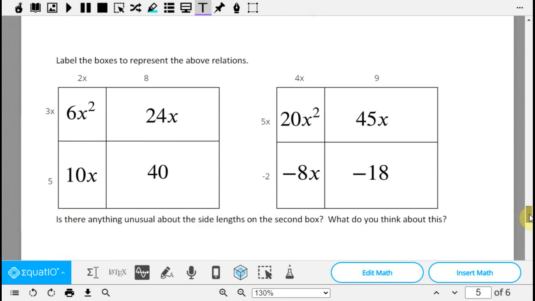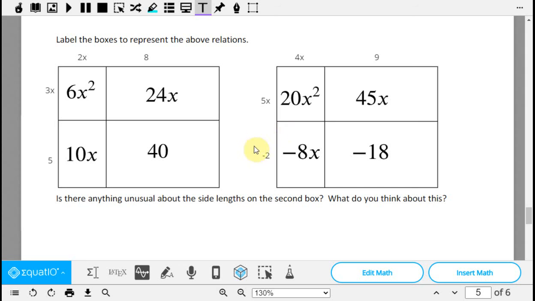Now, there is something to consider in this analogy. In this situation here, it seems more straightforward. There's something about this side that might cause us to wonder, and it has to do with this square or rectangle and this rectangle right here. And so it says, is there anything unusual about the side lengths? What do you think about this? Well, what we see here is that this side length is minus 2. So this is where the analogy of a square and a rectangle break down, because we usually don't have negative side lengths. But in this situation, the strategy still works.